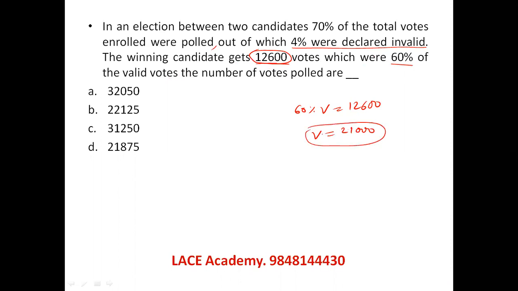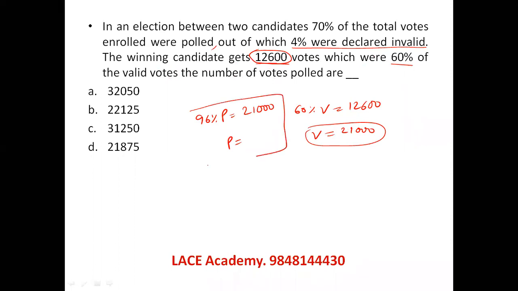Now these valid votes, and he's asking the number of votes polled. This valid votes figure is only 96% of the polled votes, because 4% were invalid. So 96% is 21,000. 100% should be just more than 21,000. The best option possible is 21,875. If every option is 21,000 something, then we have to worry about simplifying it. Or you can say it is 21,000,000 by 96.